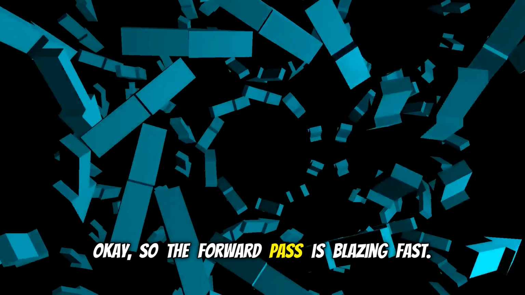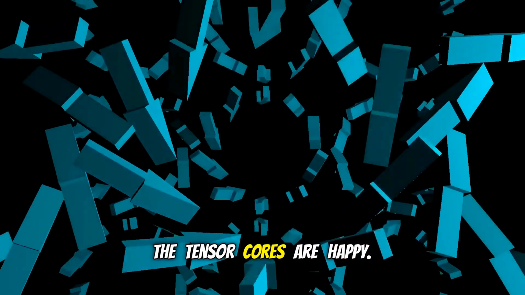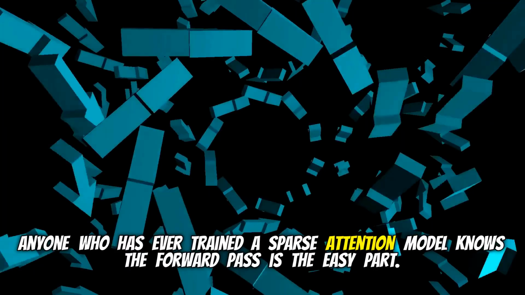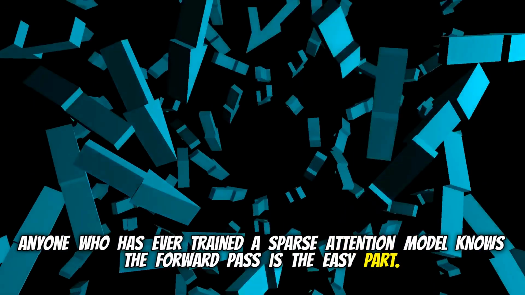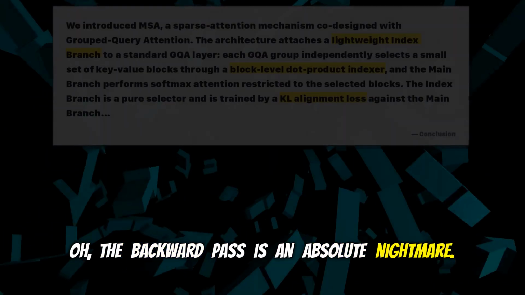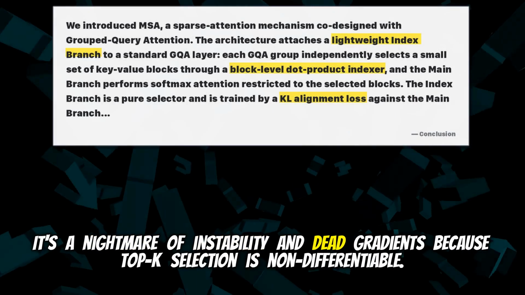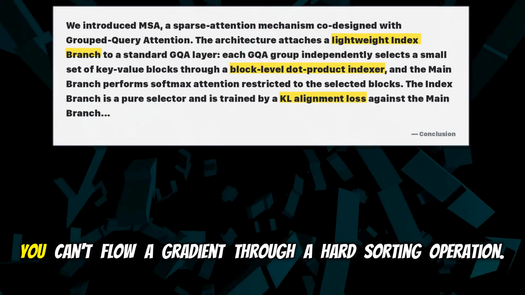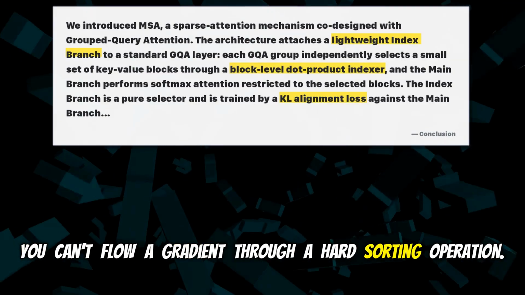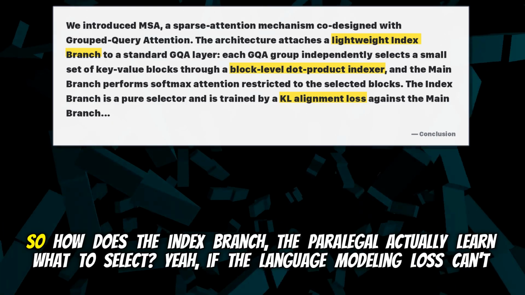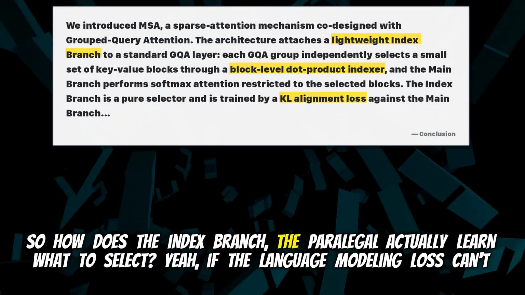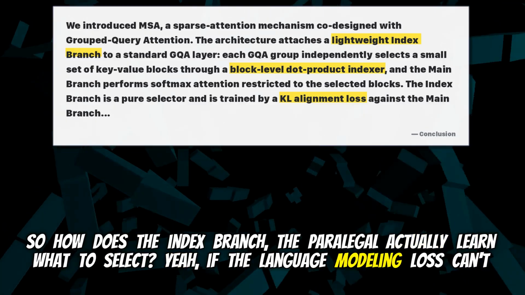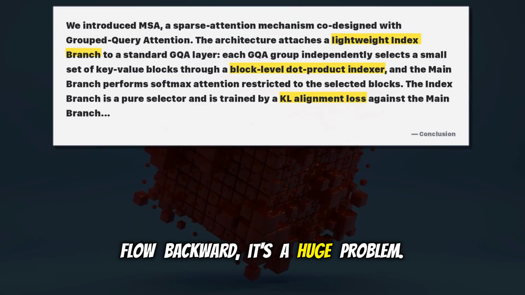Okay, so the forward pass is blazing fast, the tensor cores are happy. But let's be real. Anyone who has ever trained a sparse attention model knows the forward pass is the easy part. Oh, the backward pass is an absolute nightmare. It's a nightmare of instability and dead gradients. Because top T selection is non-differentiable. You can't flow a gradient through a hard sorting operation. Yeah. So how does the index branch, the paralegal, actually learn what to select? Yeah, if the language modeling loss can't flow backward, it's a huge problem.